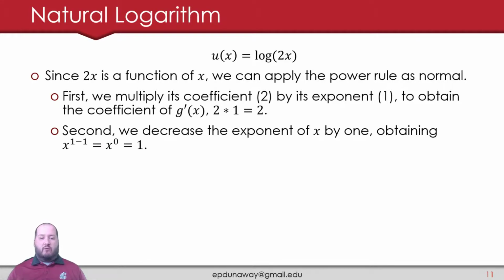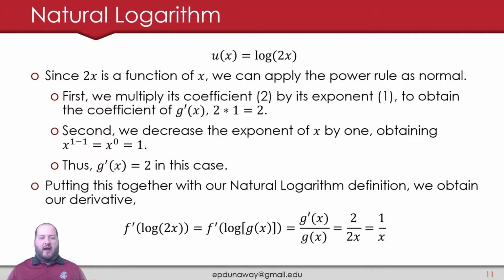Next, I'm just going to decrease the exponent of x by 1, giving me x to the 1 minus 1th power, which is x to the 0, and again, anything raised to the 0th power is just equal to 1. So putting it together, I find that g prime of x is going to be equal to 2 in this case.